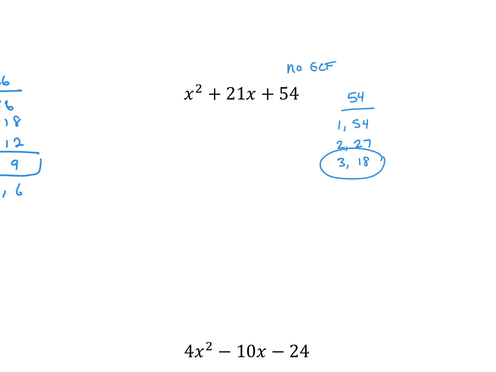There it is. All right, so when your a value is 1, you just have that x squared. That's when we can jump right to our binomial factors, x plus 3 and then x plus 18.